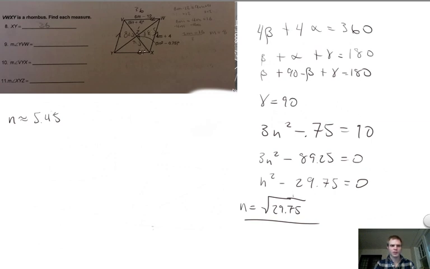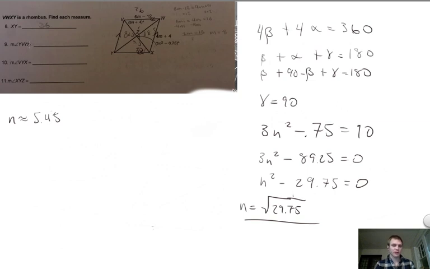And then we can do 9 times the square root of 29.75 plus 4, which is 53 something. So that makes this 53 something. And then let's add 95 to that and subtract that from 180. And that'll give us 31.9, which is VYX. Okay, so times 2 gives us that.